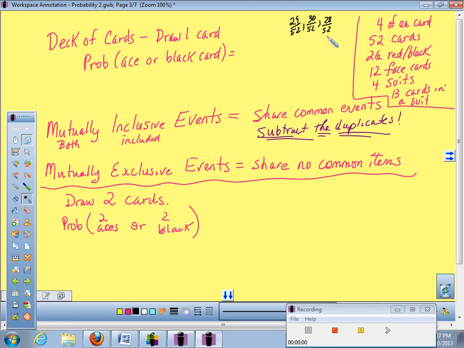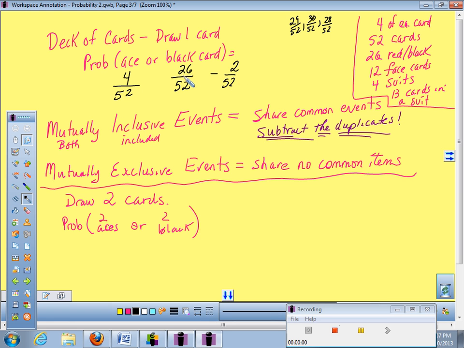Okay, so you're saying that, yes, there's 4 aces. So technically my probability of an ace is 4 out of 52, isn't it? What's my probability of a black card? 26 out of 52. But some of you are going, well, some of my aces are black as well. So wouldn't they have been counted twice? Yes. There were 2 black aces, so they got counted twice. So then you have to take out the duplicates, the overlap.